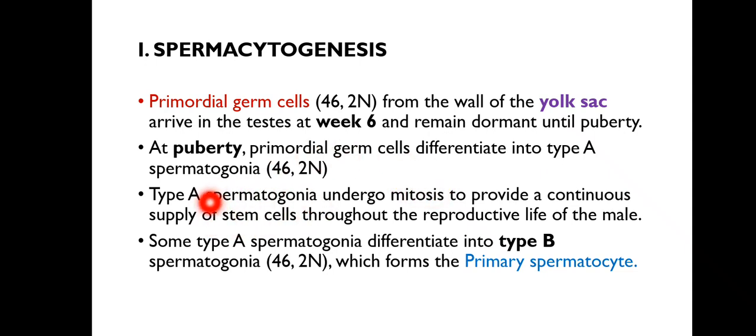number of type A spermatogonia, which can now differentiate, as you can see here, into type B spermatogonia, which will then differentiate into what we call primary spermatocyte. Now, from this primary spermatocyte that we formed, we can make it undergo what we call meiosis, so that we can form those sperm cells that we want.